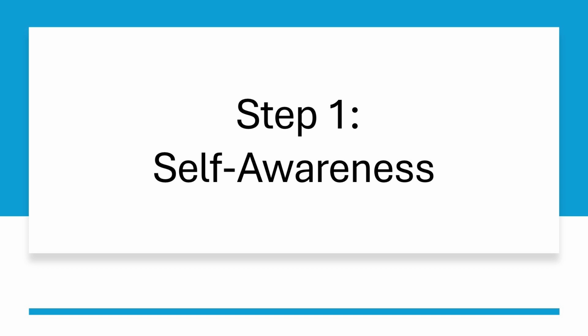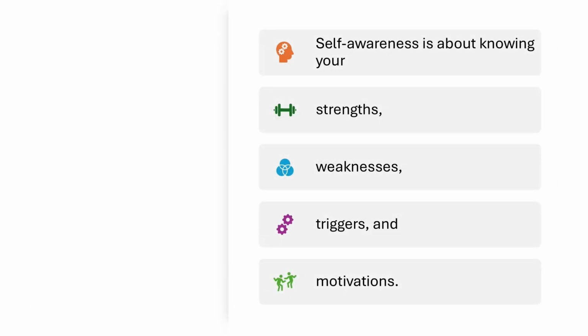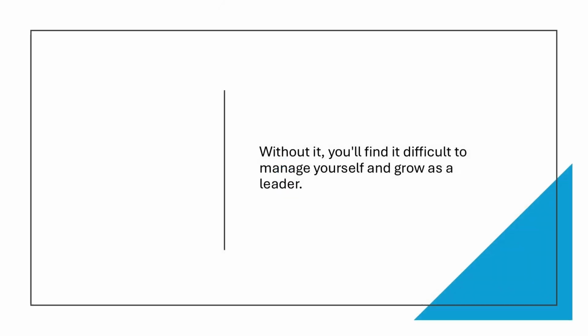The first step is self-awareness. Self-awareness is about knowing your strengths, your weaknesses, the things that trigger you, and the things that motivate you, your triggers and motivations. Without it, you'll find it difficult to manage yourself and grow as a leader.